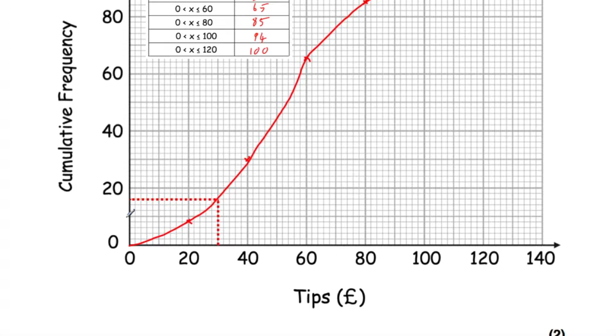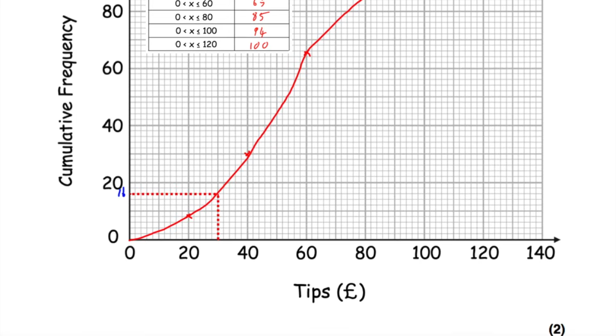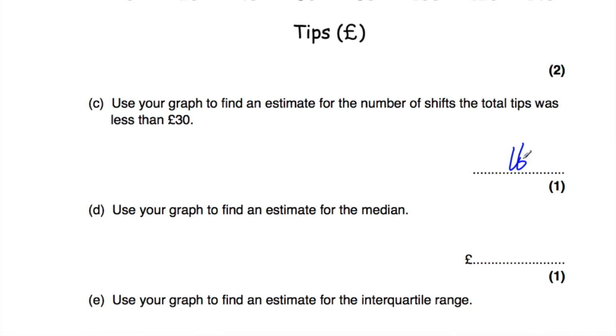So remember, each one of the little boxes was worth 2, so that's 10, 12, 14, 16. So 16 shifts. So there'll be 16 shifts where the total tips was less than £30. I'm just going to write that again, 16.